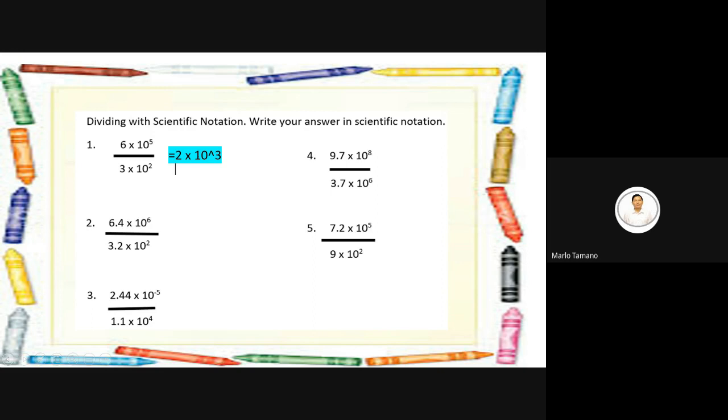6.4 divided by 3.2. Pareho daw. Sagot. 2 times 10 to the power of 4 po. Ayan. So, 2 times 10 to the 4th power. Madali lang, di ba? Next, number 3.